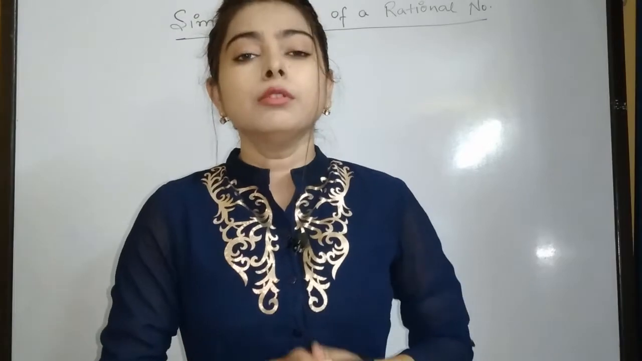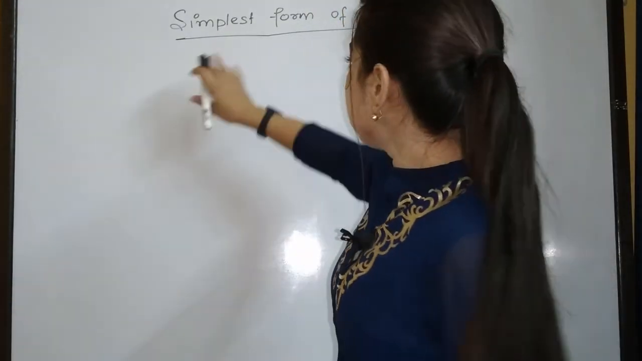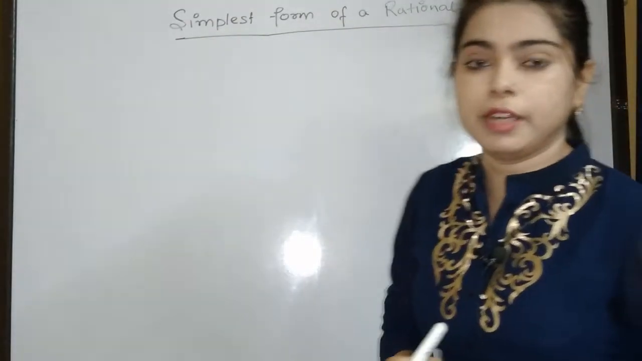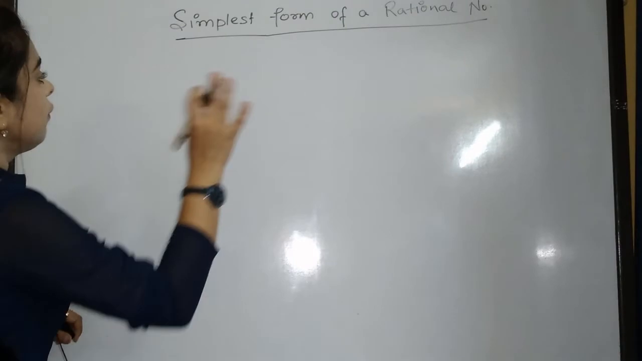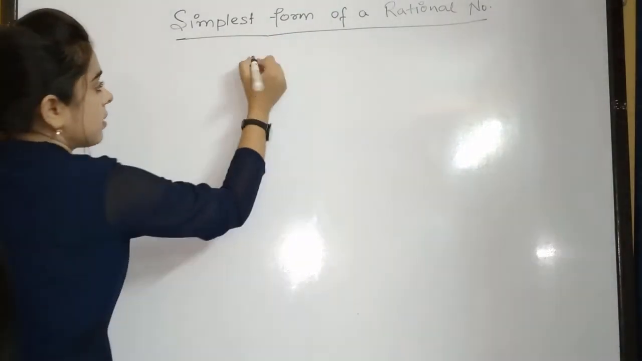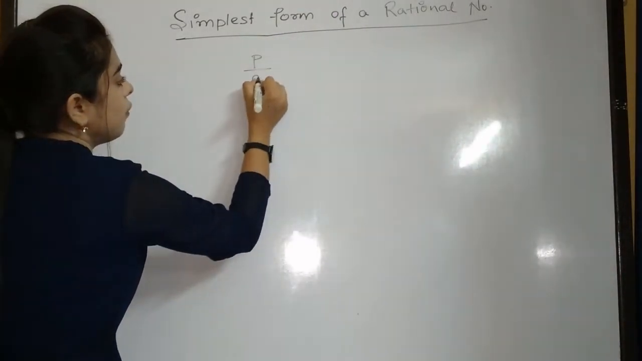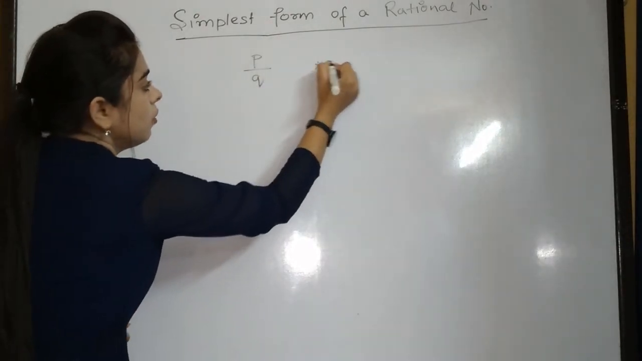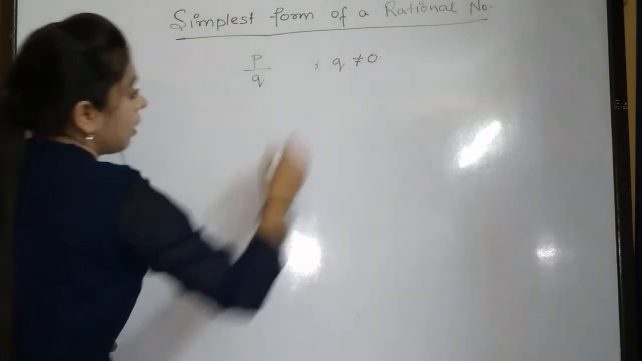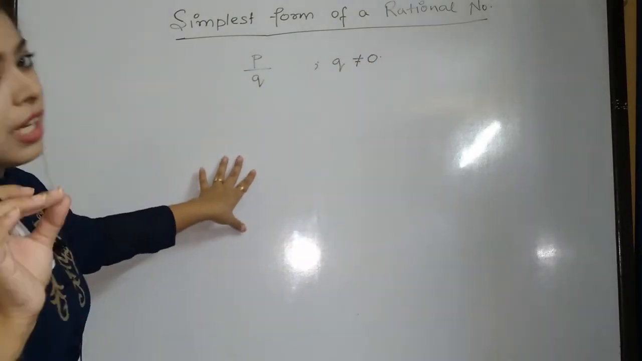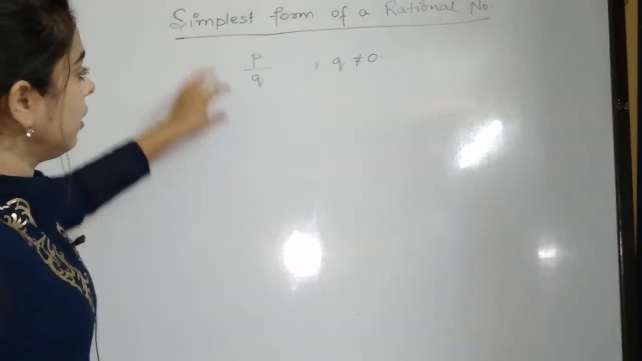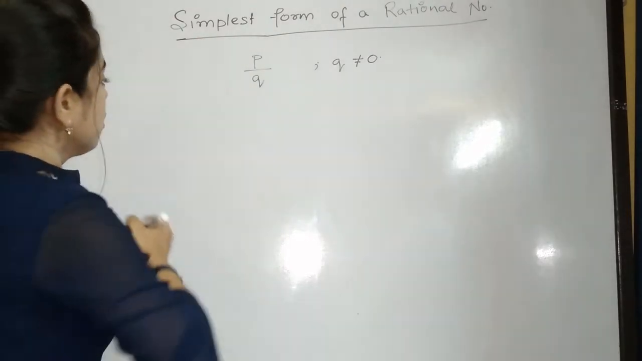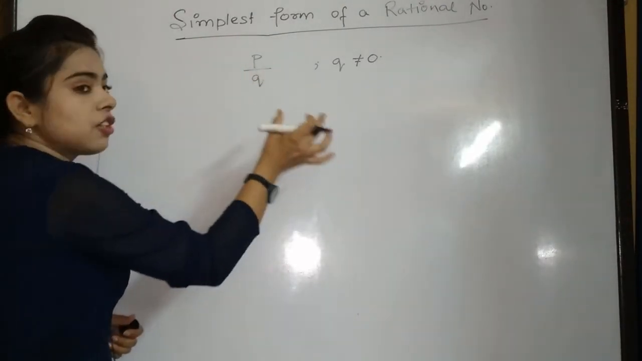Okay, now we will see what is the simplest form of a rational number. By now we know what a rational number is: any number which can be represented in the form p by q, where p and q both are integers and q is not equal to 0. So we can call a rational number simplest only when these two integers have only one common factor, that is 1.